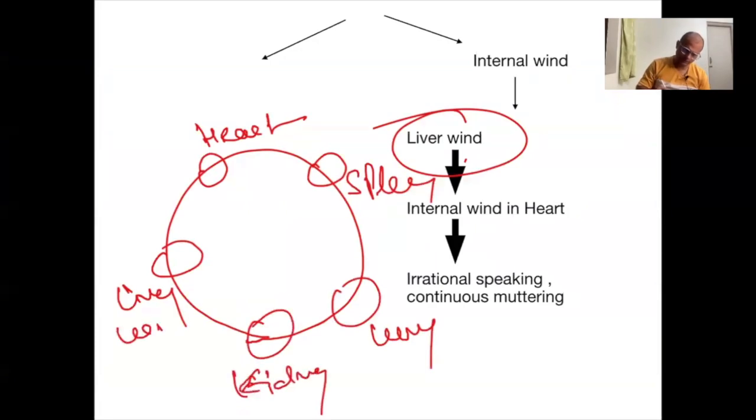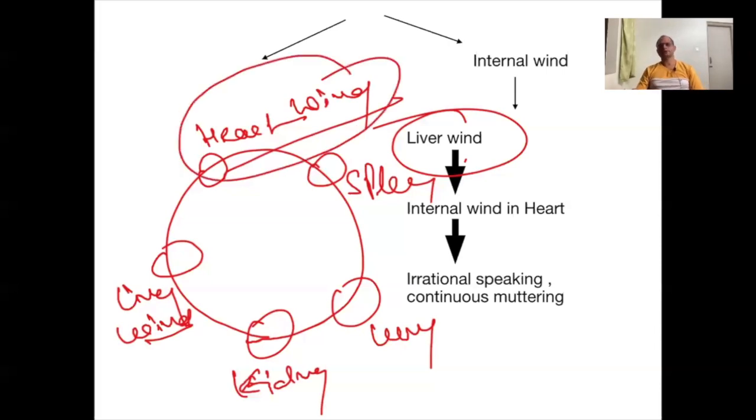If the liver bind is high, it might create heart bind. अगर लिवर में बिंड बढ़ गई तो ये हार्ट में बिंड बढ़ा सकती है। Then as soon as the heart bind is rising, the person starts doing irrational speaking and continuous muttering.